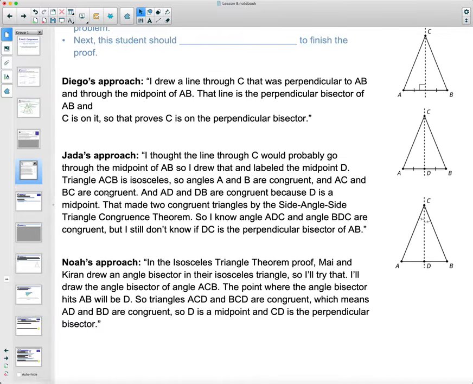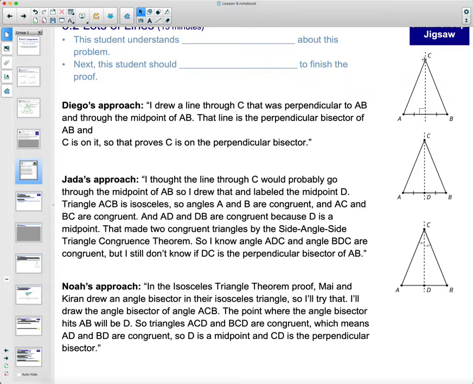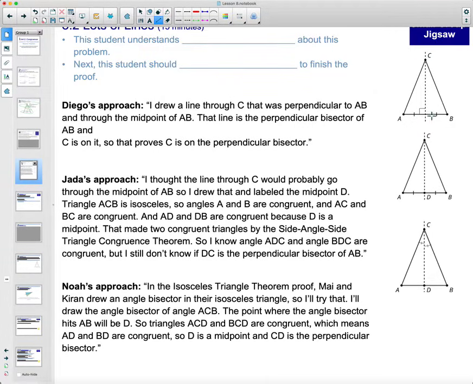If we read this, we can see Diego's approach is that he drew a line through point C that is the perpendicular bisector of AB. So he said, all right, I'm going to draw this line, it's going to go through here, and I'm going to define it as the perpendicular bisector. You see he drew the markings to show the perpendicular bisector, a right angle, and splitting AB into congruent pieces. Then he said C is on it, so that proves that C is on the perpendicular bisector.